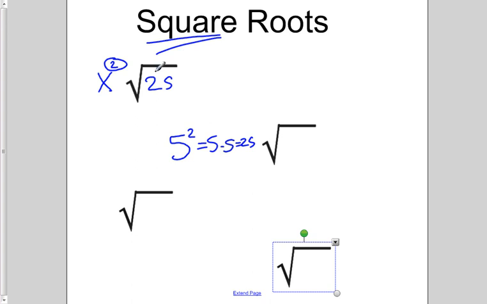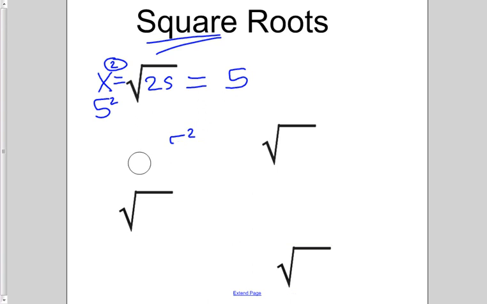How about the square root of, let's see, how about 81? So the question is, what number to the power of 2 is equal to 81? Well, if I think about it, I know that 9 to the power of 2 equals 81. So if I'm given this problem, what is the square root of 81? I'm going to say that equals 9 because 9 squared is 81.